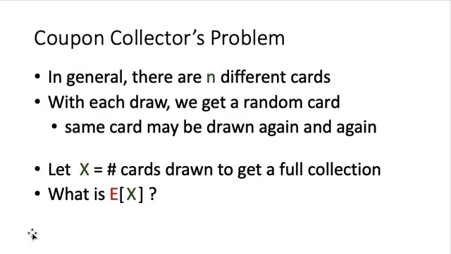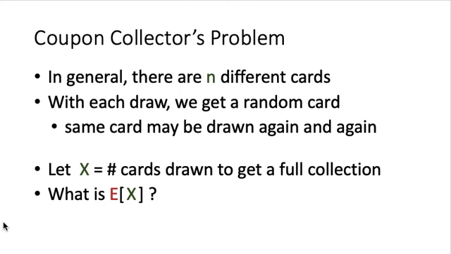In general, we can say that there are n different cards, and with each draw we will get a random card, and the same card may be drawn again and again. This is like sampling with replacement. We are going to draw some card and put it back before the next draw. Here we define X to be the number of cards drawn to get a full collection, and the target is to find the expected value of X.